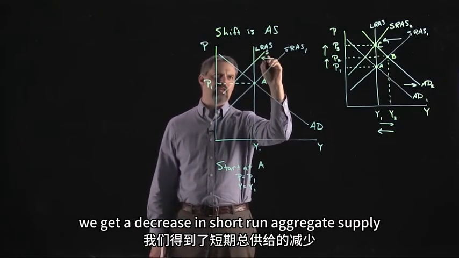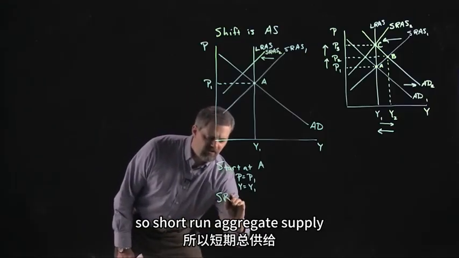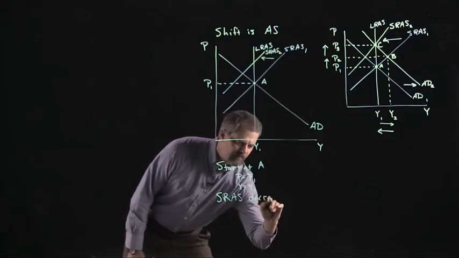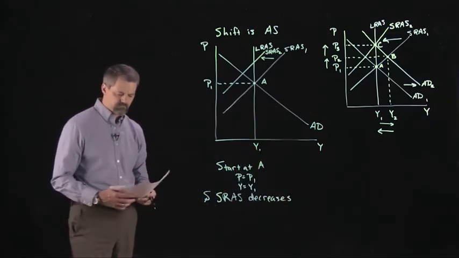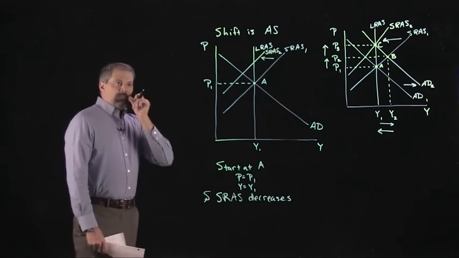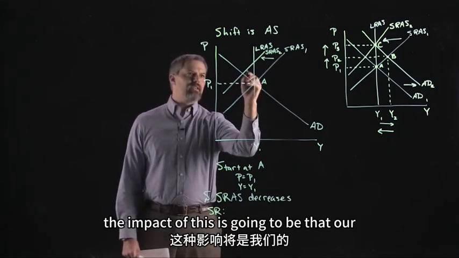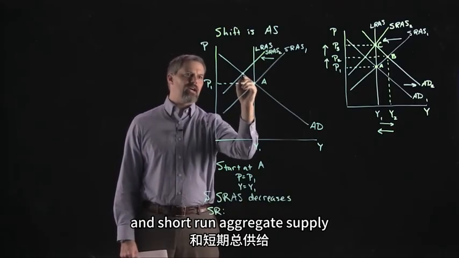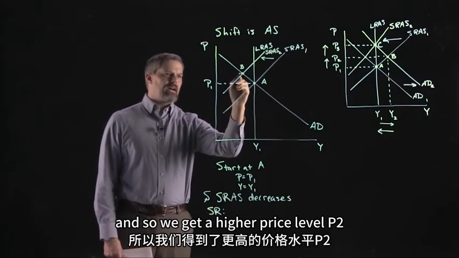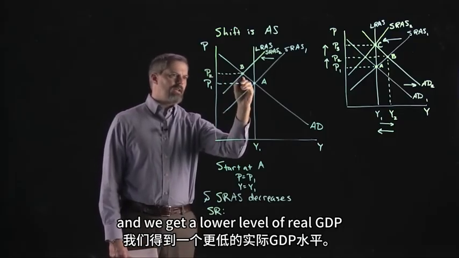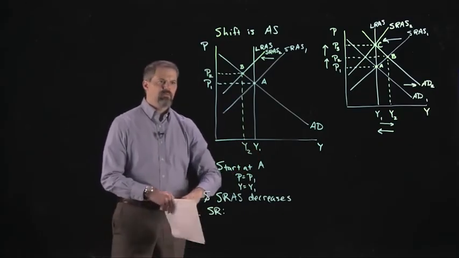We get a decrease in short-run aggregate supply to short-run aggregate supply 2. So short-run aggregate supply decreases. Let's think about where we move in the short run. In the short run, the impact of this is going to be that our intersection of aggregate demand and short-run aggregate supply is going to be right here at point B. And so we get a higher price level, P2, and we get a lower level of real GDP. We'll call it Y2.